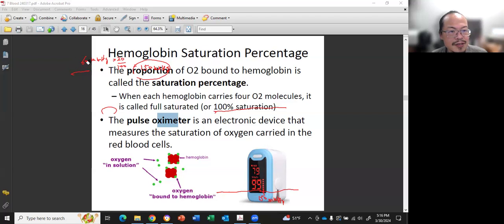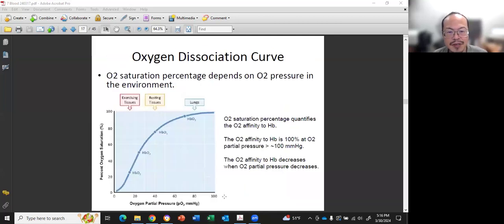All right, so that's the foundation of it. So this is this curve. This is in the lung. Basically in the lung, you are in the air, and your hemoglobin saturation will be 100%.